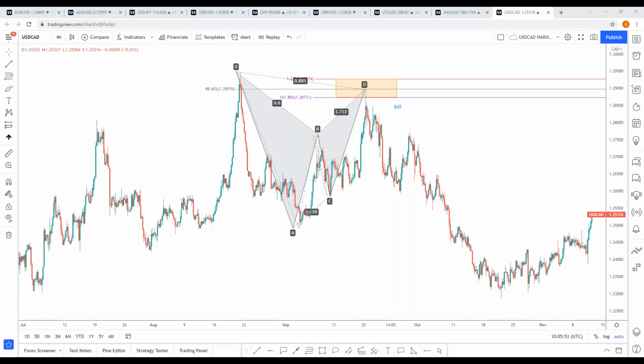What is your favored pattern? As I said at the beginning, my preferred pattern is the AB equals CD formation.